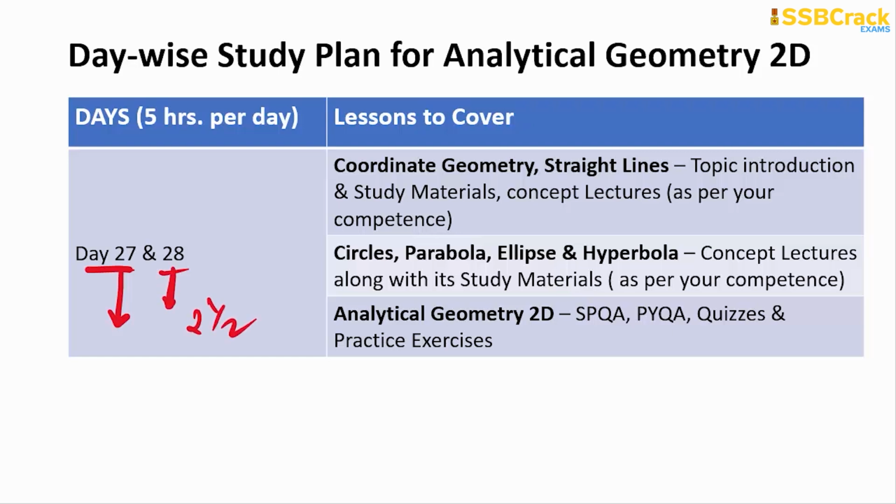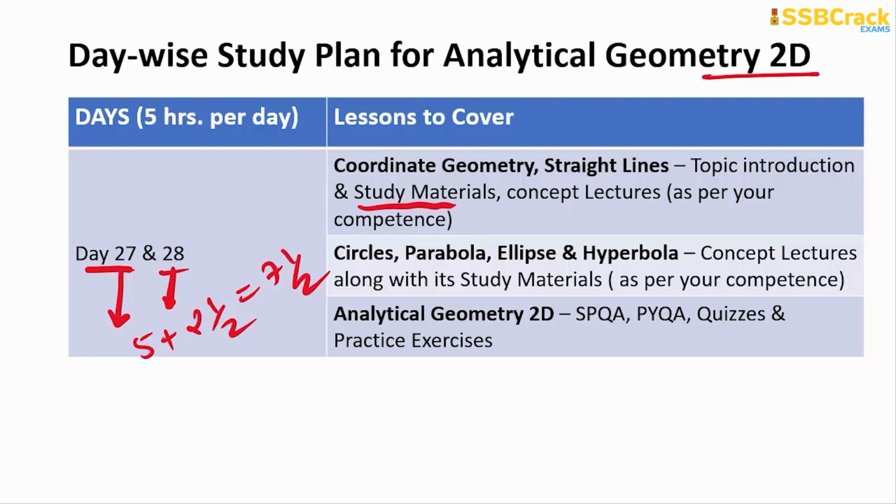Am I clear to you? So total 5 plus 2.5 hours, so total 7.5 hours of study you are doing for the topic of analytical geometry 2D. But how do you do it? See, you have to mandatorily go through the study material because these are formula based lessons. Go through the important content wherever required.